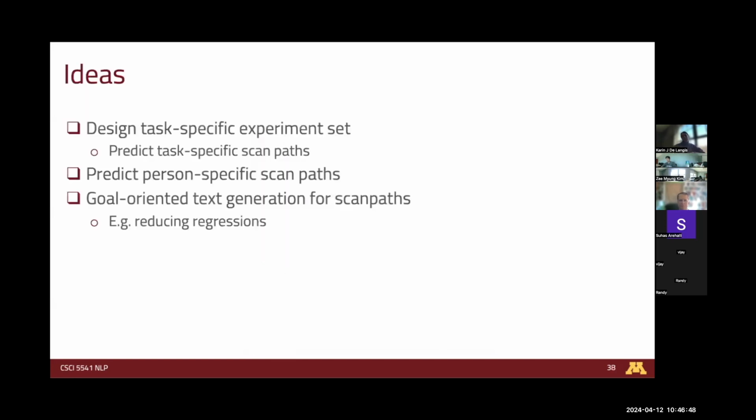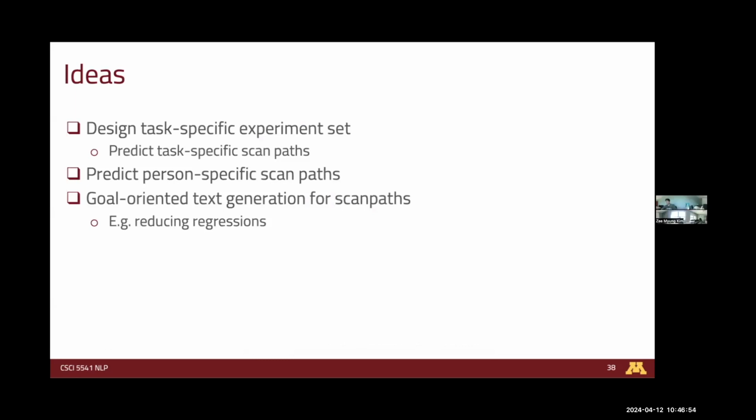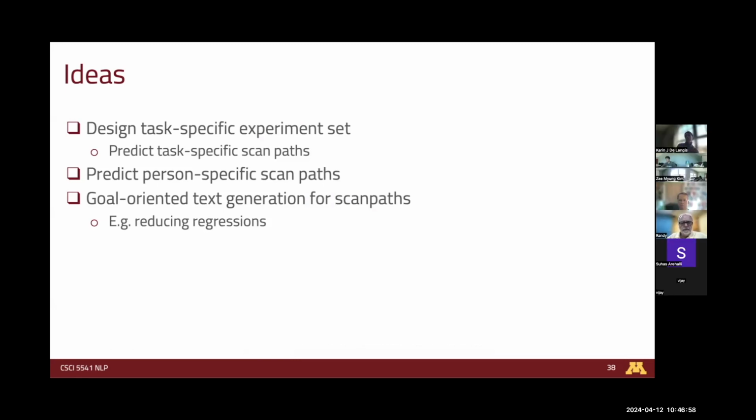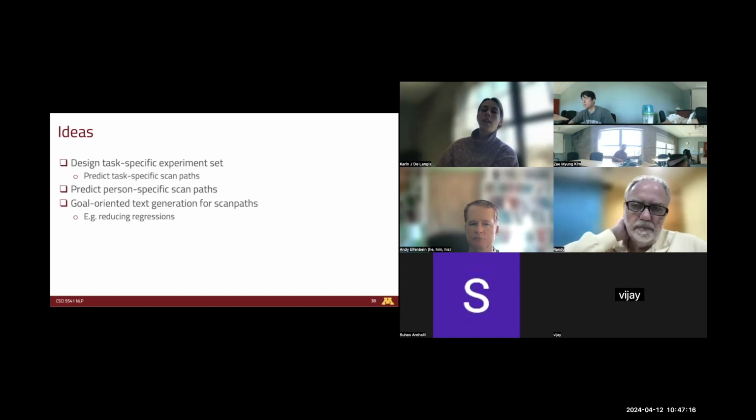But for us, some of the things that we were thinking of is being able to collect a bunch of task specific reading data. So if we can look at how people's reading patterns might be affected by what their goal is when they're reading. So if you're reading text for pleasure versus for information versus other settings.